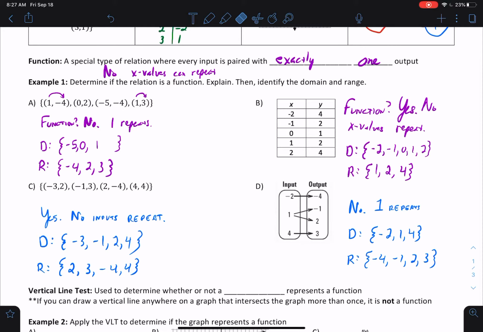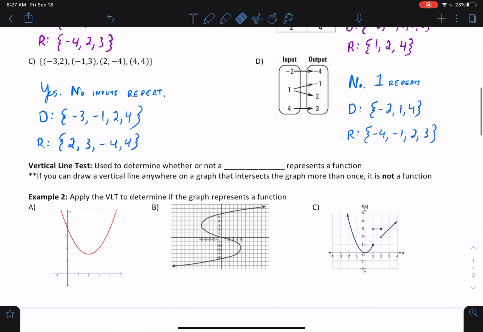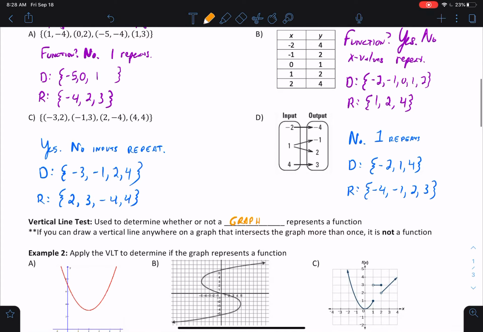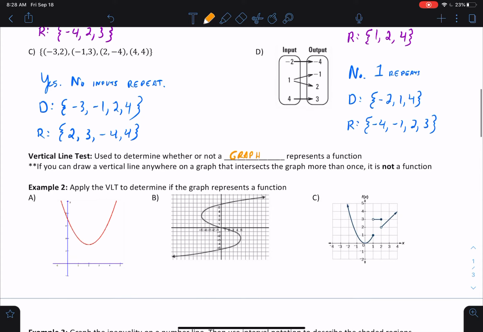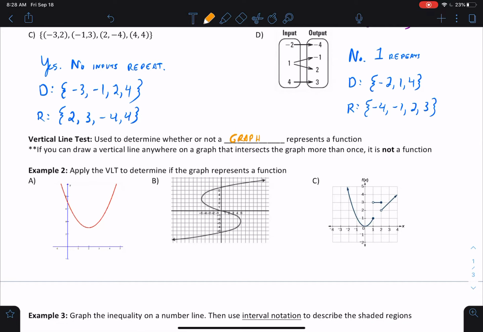Okay. So last thing we're going to talk about in this video is the vertical line test. So the vertical line test is used to determine whether or not a graph represents a function. So in these above examples, we had ordered pairs, tables, and a mapping, but we didn't have any graphs. So what is a quick and easy way to determine whether or not a graph represents a function? So if I can draw a vertical line anywhere on my graph, if it intersects it more than once, it's not a function. And we'll talk about why in a quick second.